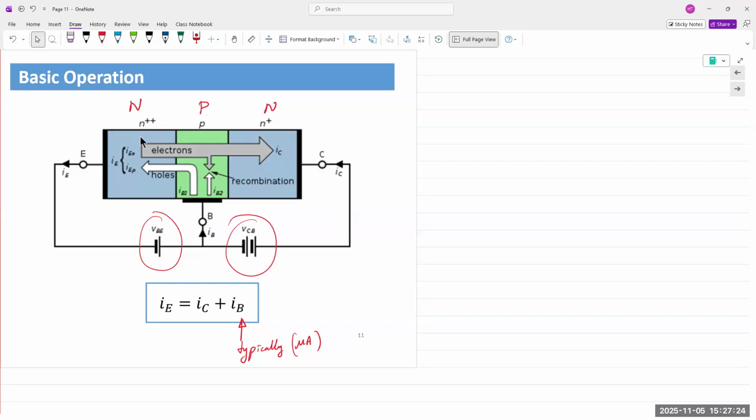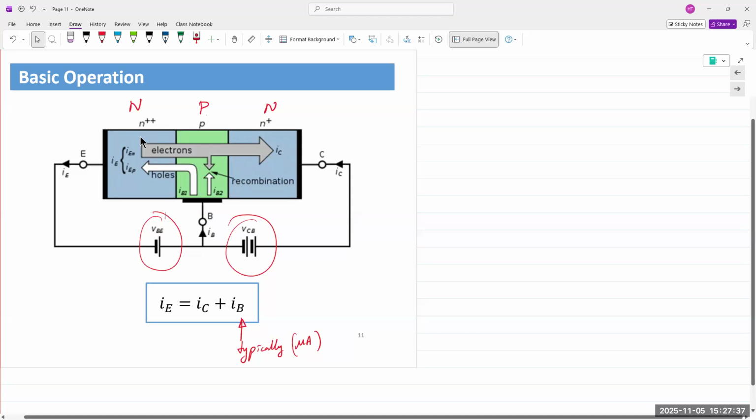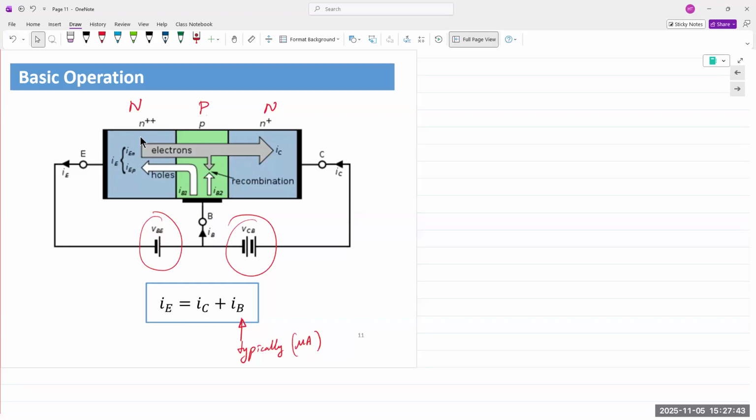So the answer is all about control. How can we control the output current? In a diode, we have an external voltage. You apply that external voltage, and that's it. You don't have any other control other than the input voltage that's coming in. But if we wish to control, then we use forward and reverse bias mode of operation.